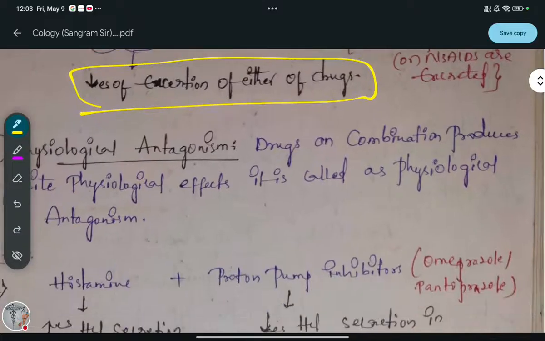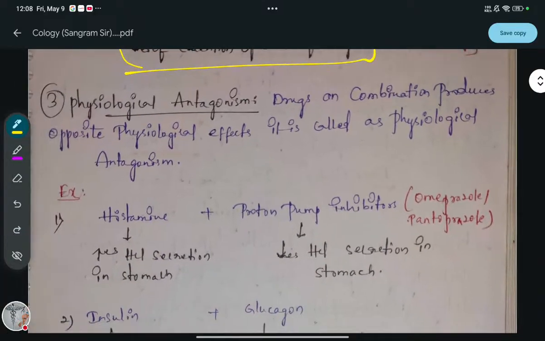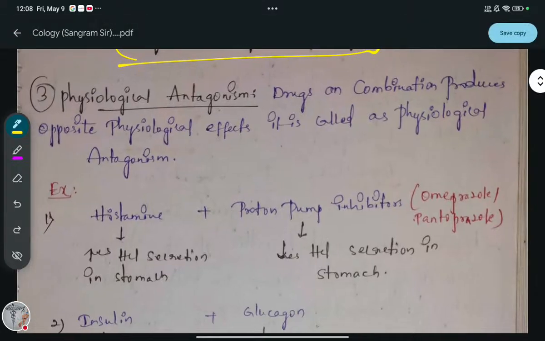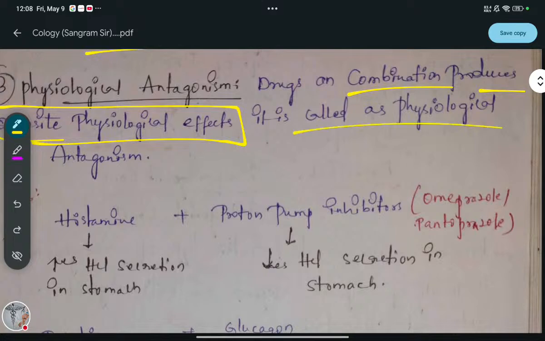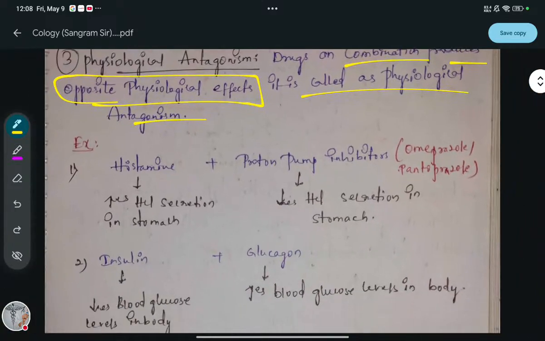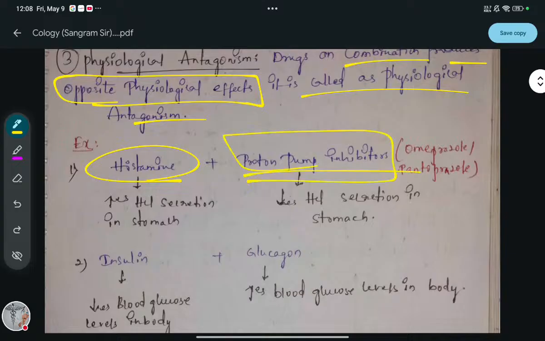Okay. Next important point is physiological antagonism. In physiological antagonism, drugs in combination produce opposite physiological effects. Opposite physiological effect means one will increase, another one will decrease, like this. So it is called physiological antagonism. For example, you see histamine along with proton pump inhibitor. If the histamine is activated, what will happen? It will increase the HCl secretion in the stomach.